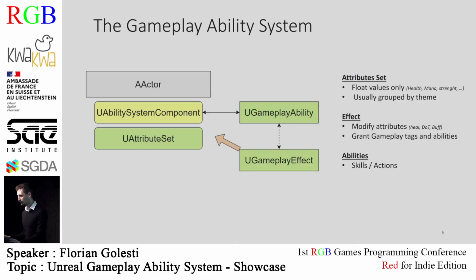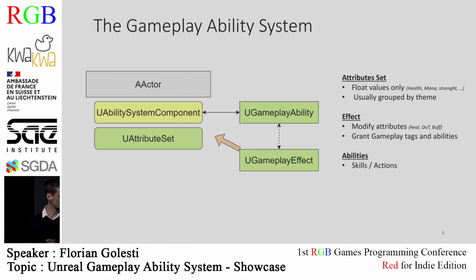If we want to explain the Gameplay Ability System in a nutshell, in Unreal you have an actor, which is kind of an entity in Unity. The first thing you have to do is to add a component to your actor, the UAbilitySystemComponent. And then you will be able to add attribute sets. An attribute set will gather all the numerical values, like we said, the health, the mana, the strength, or the XP, the level, etc. It's float only data. And usually you group it by theme, so you have one attribute set for your character, one attribute set for your object, and so on. And then you have gameplay effects.